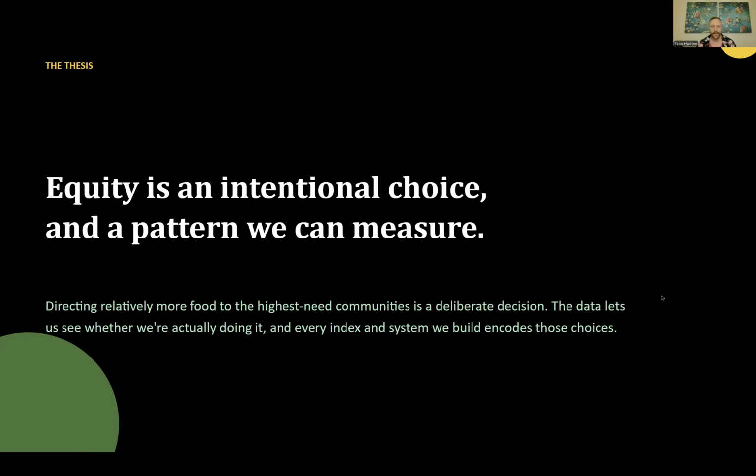What are we going to talk about today? Equity. Equity is an intentional choice, a pattern we can measure. When I talk about equity, I'm going to talk about it a little bit more later. I mean directing relatively more food to what we think are the highest need communities. And we want to do this deliberately. And this data lets us actually see how that's happening. And every index and system we build helps encode those choices, so it's important that we understand them.